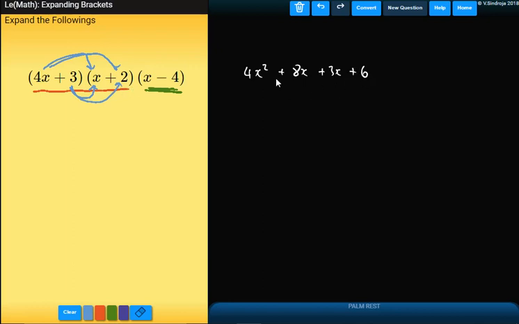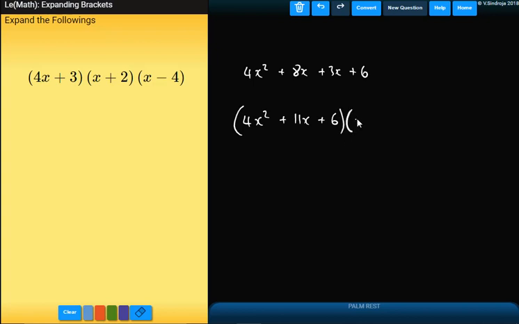Okay, so now I'm going to simplify this. So 4x squared, 8x add 3x is 11x plus 6. So this is the first two brackets multiplied together. What you now need to do is put a new bracket around this and then multiply it with the third one. I don't need this, I'm going to get rid of that. I'm going to multiply these three expressions now with the last remaining bracket.